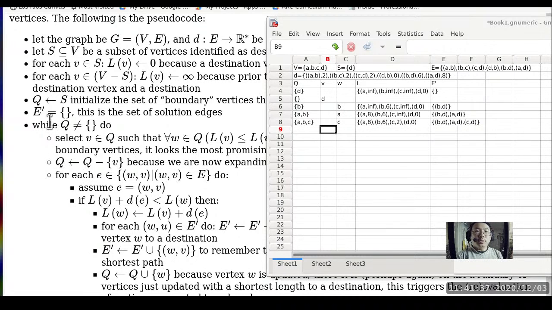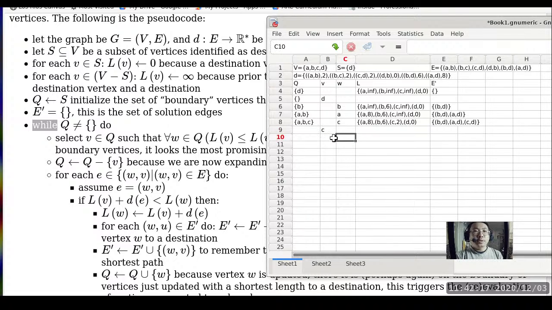And now we are back to the while loop. The while loop is asking, is Q empty? Nope, it has got 3 things in it. Now this time, when we get into the loop body, we have to select the V with the least L value. This time it is important which one we choose as V, because out of the 3, A, B, and C, when we look at the L value, A has an L value of 8, B has an L value of 6, and C has an L value of 2, so C is the one that's going to be chosen because it has the least L value.